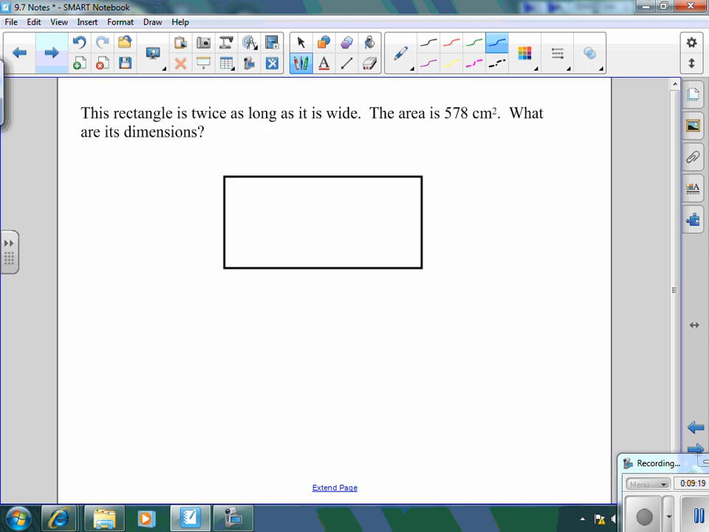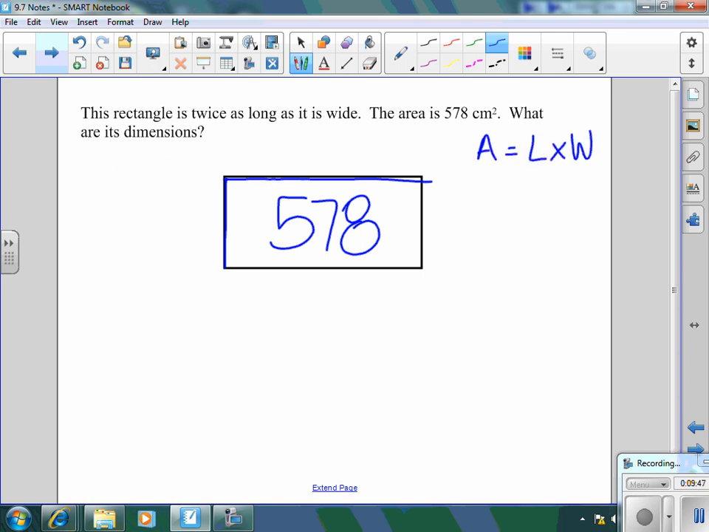So let's use that to do a story problem. This rectangle is twice as long as it is wide. The area is 578 centimeters squared. What are the dimensions? So I know inside of here is 578. I need the length and the width to multiply together to get area. Because remember, area is length times width. I don't know either of them. So let's make up some letters.